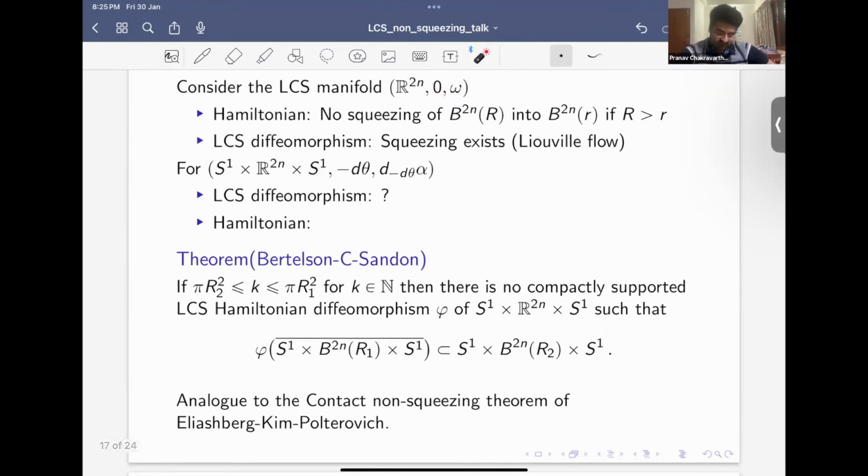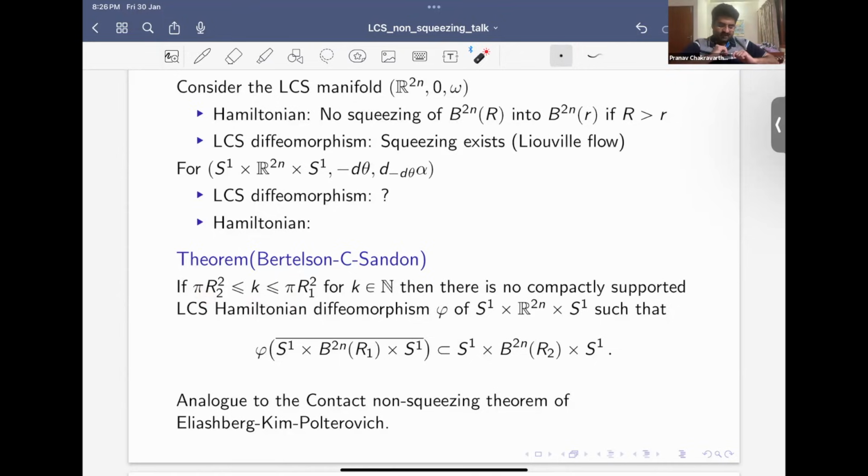So given two balls, B2n of radius R1 times S1 times S1, and another ball B2n of radius R2 times S1 times S1, there is no ambient LCS diffeomorphism of S1 times R2n times S1 that squeezes the bigger ball into the smaller ball, as long as the two radii differ by an integer k.